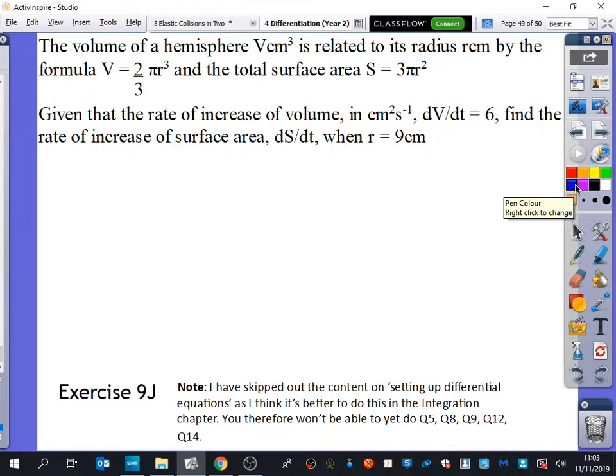So it says the volume of a hemisphere, V centimeters cubed, is related to its radius, r centimeters, by the formula V equals 2 over 3 pi r cubed, and the total surface area S is 3 pi r squared. Given that the rate of increase of volume, in centimeters cubed per second, dV/dt is 6, find the rate of increase of the surface area dS/dt when r equals 9.